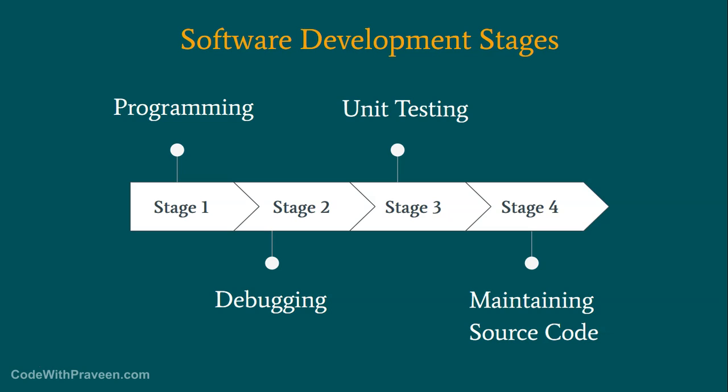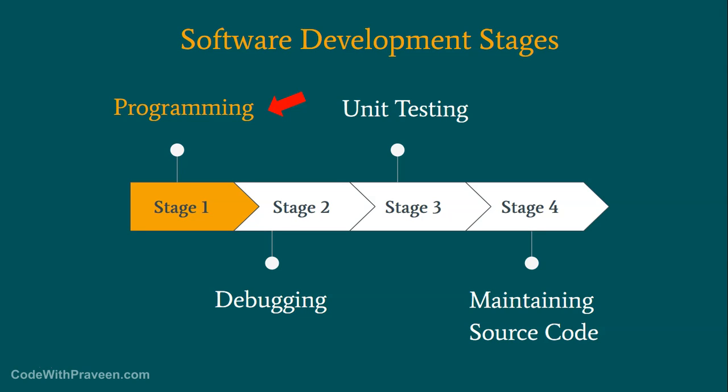Then we do a thorough testing. The testing done by the developers is shortly called unit testing. So we try to test each of the components which we have developed and try to iron out the problems. Finally, we try to maintain the source code, which refers to checking in the source code to your source control software like TFS, ClearCase, and many others. This current course falls under stage 1, which is programming.